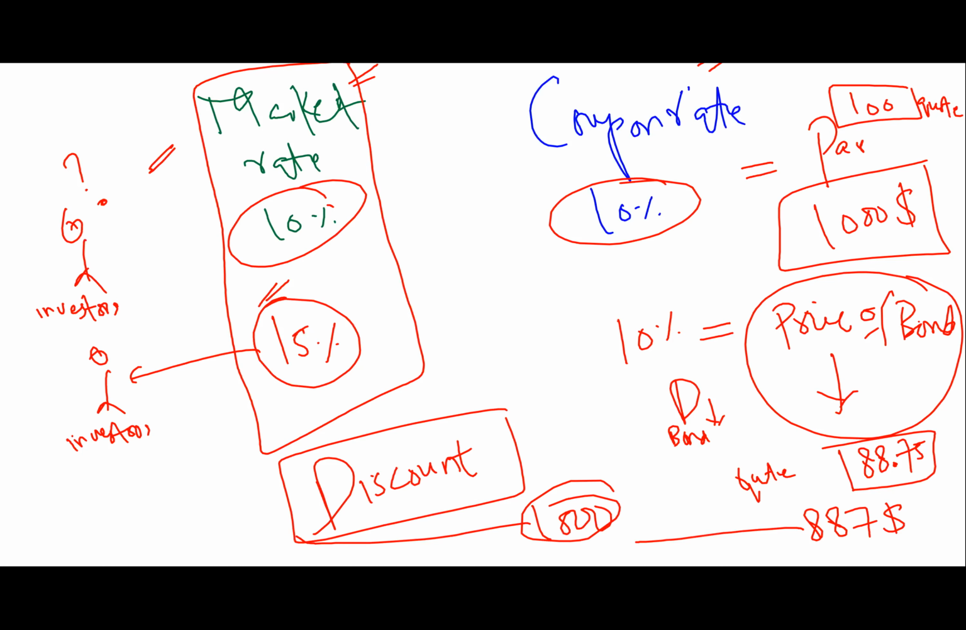And what if it's the other way around? Is it a premium? Yes, we'll talk about that. So when the market rate is greater than the coupon rate, the price of the bond falls and it would be selling at a discount, right? Now the other way around.